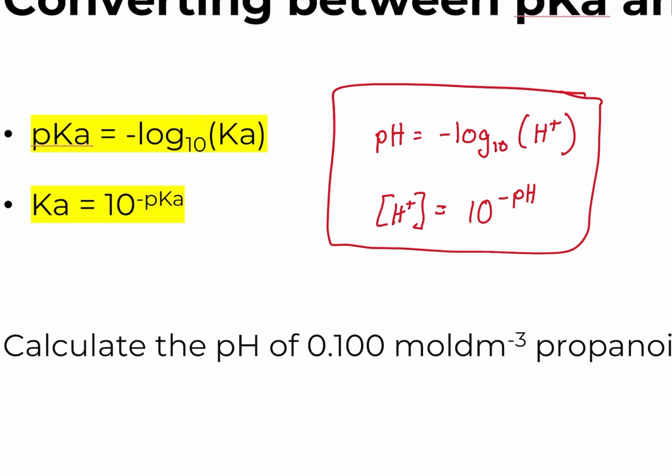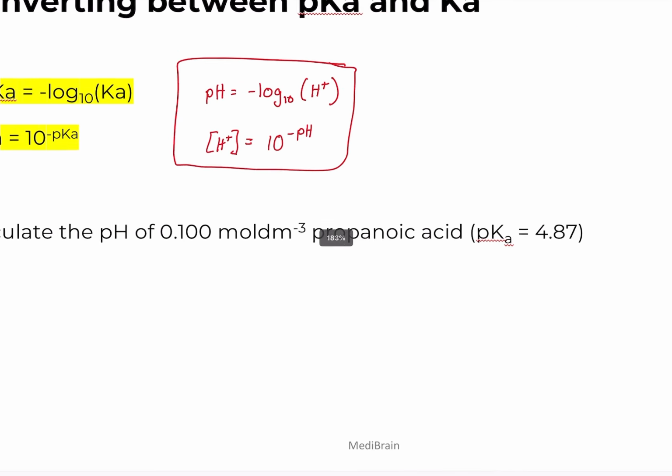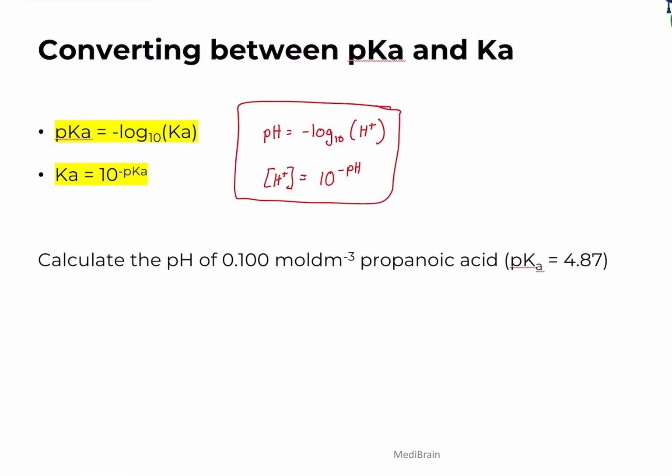If you know this, it's really easy to learn, because pKa is equivalent to pH: that's negative log base 10 of Ka, which is equivalent to the hydrogen ion concentration. And if we look at this question over here, it says calculate the pH of 0.1 mole per dm cubed of propanoic acid with a pKa of 4.87.